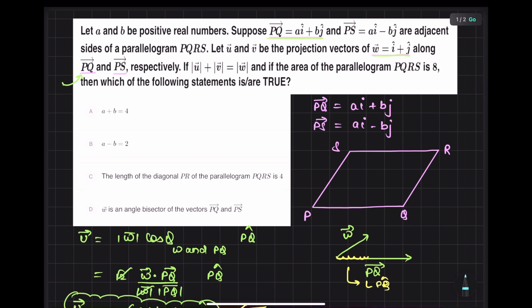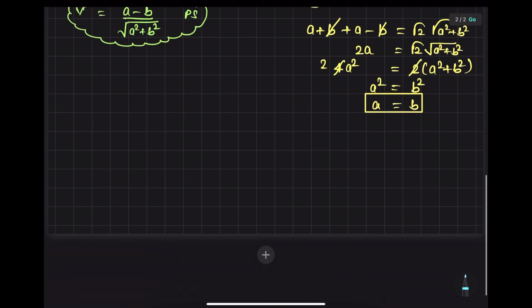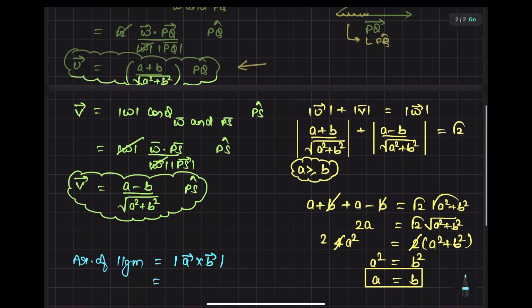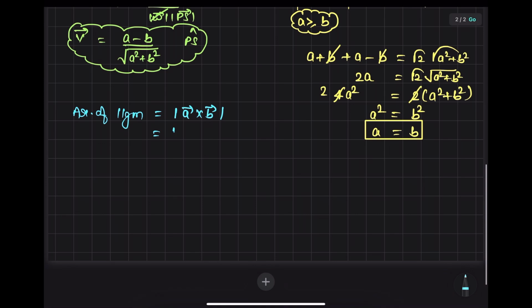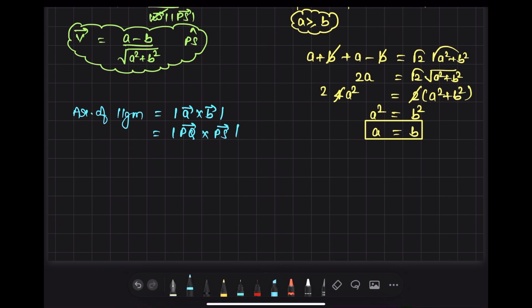If the area of the parallelogram PQRS is 8, so the area of the parallelogram is 8. As you know, the area of a parallelogram is equal to mod of A cross B, so first vector cross second vector, mod. So can I go with PQ and PS? Can I go with PQ cross PS vector? Now, first we will find out PQ cross PS vector, then we will think about the mod.